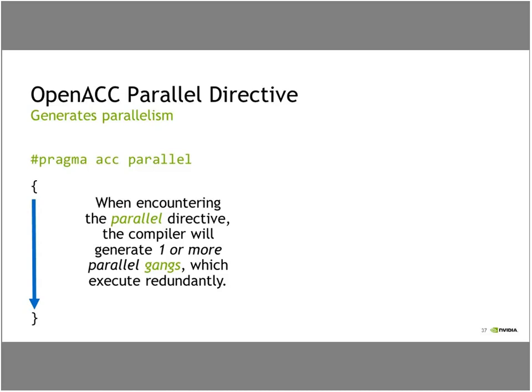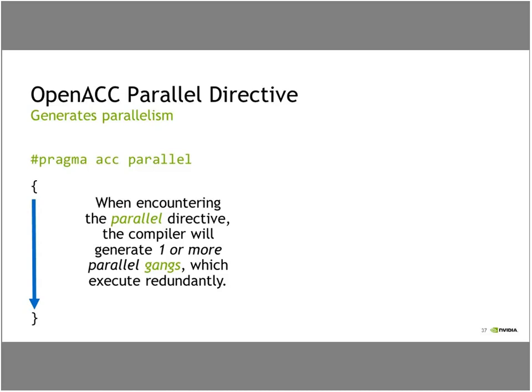So let's start putting our computation on the device. First, we're going to use the OpenACC parallel directive. The parallel directive, like the name implies, simply generates parallelism. It's fairly simple to understand. Here I have an ACC parallel pragma, and I have some curly braces to denote where that parallel region begins and ends. And this blue arrow here is my execution through that region.